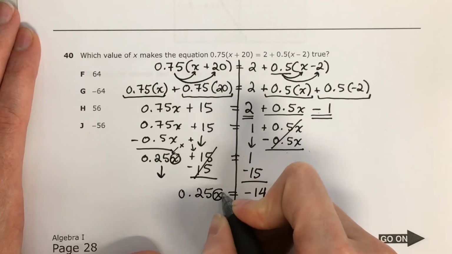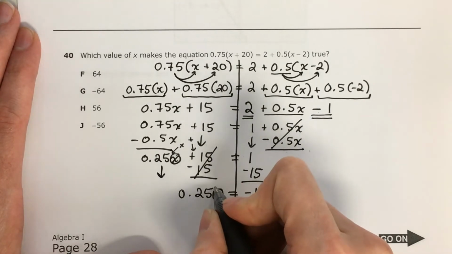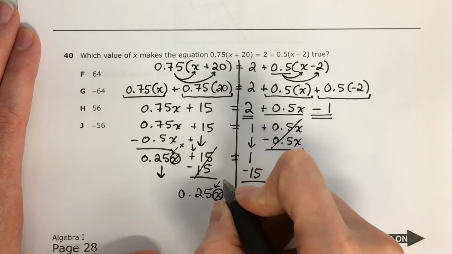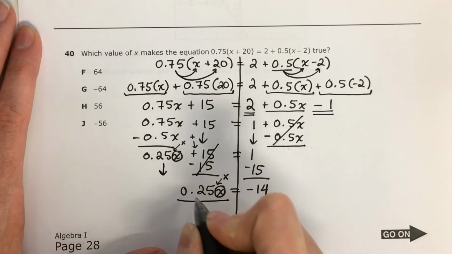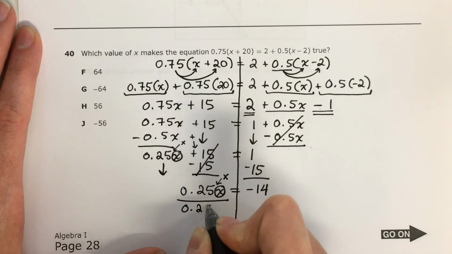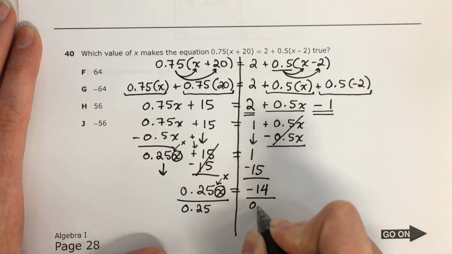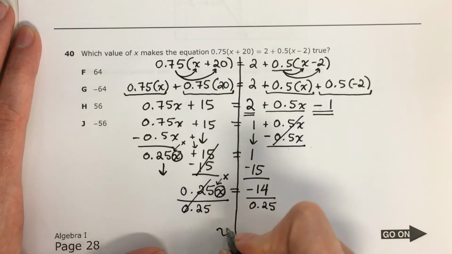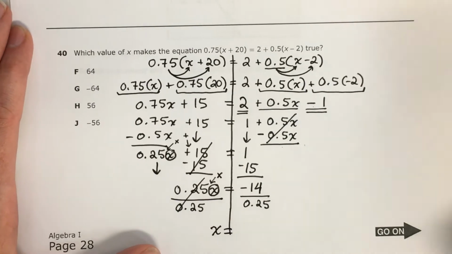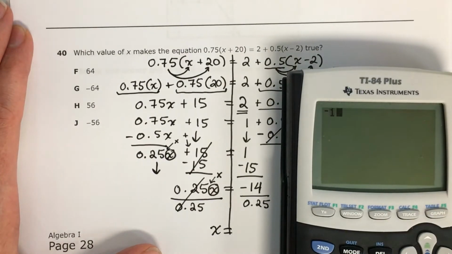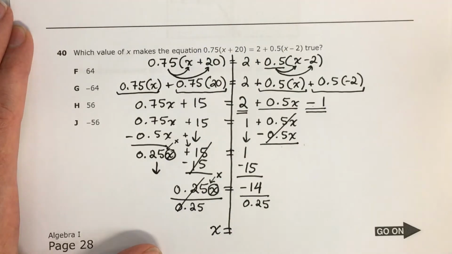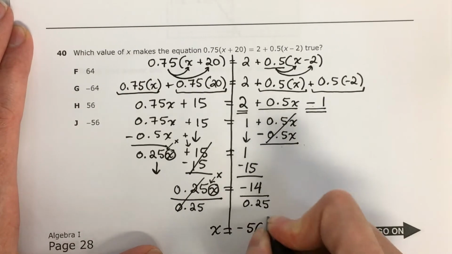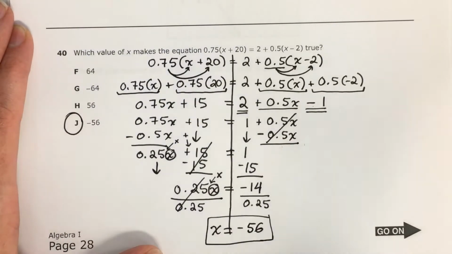Now I want the x alone. 0.25 is with x, and there's no sign in the middle, so that's a multiply. The opposite of multiply is divide, and I'm going to divide by the number with x, which is 0.25. So divided by 0.25, both sides. This cancels, it's 1. So you're going to write x equals, and when we put that in the calculator, we will find our answer. Negative 14 divided by 0.25, negative 56. There's my answer, J.